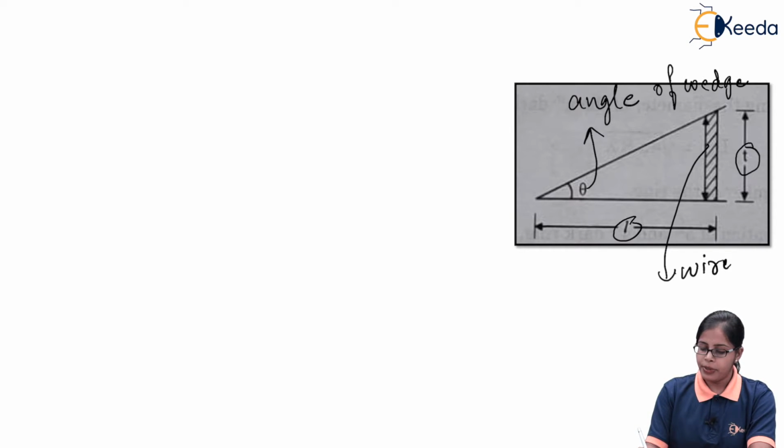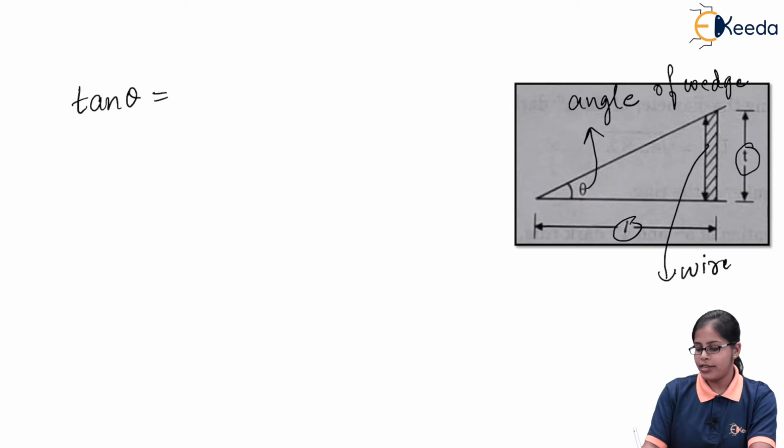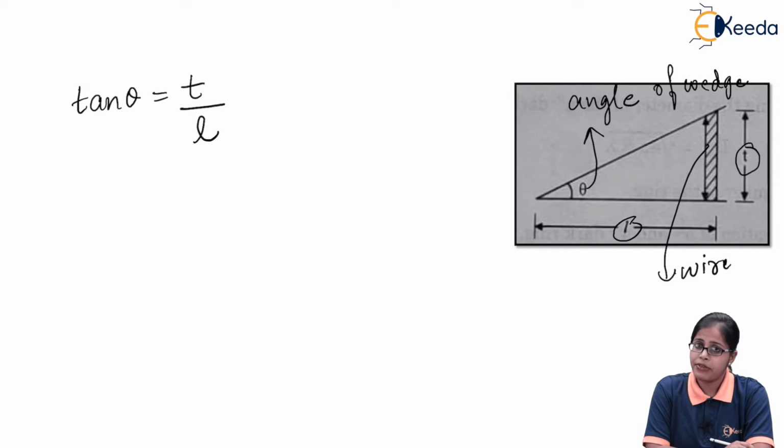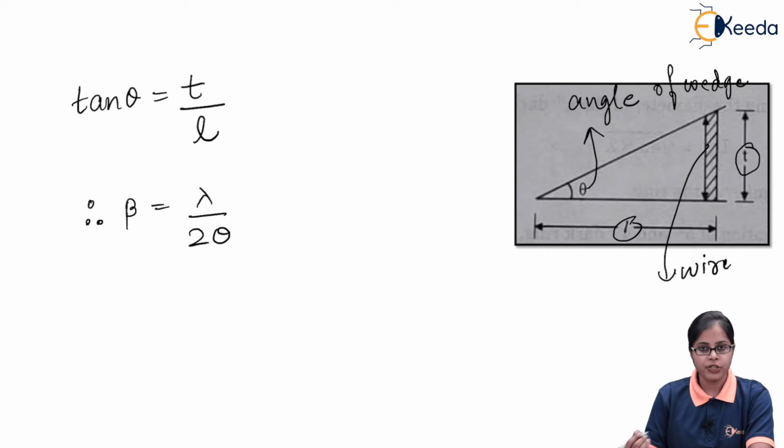From here we can write tan theta as opposite upon adjacent. As we can see, the opposite of theta is T and the adjacent is L. So we can write tan theta is equal to T by L. But as we are aware, beta is equal to lambda by 2 theta. Beta is nothing but the fringe width value which we had written previously.